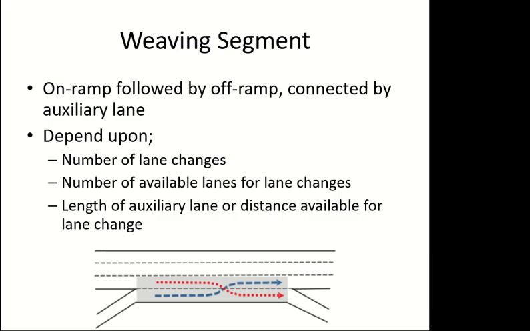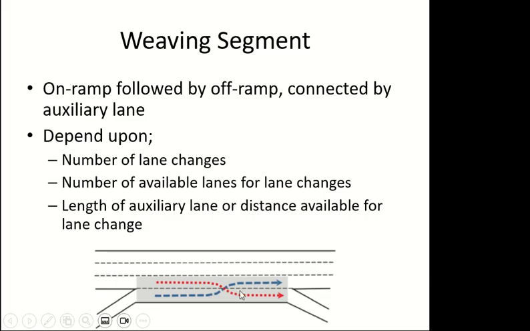The number of lane changes is the main factor here, and then we also look at how many lanes are available to make the lane changes and how much is the length between the two ramps, and this length is called an auxiliary lane. Remember these two ramps are connected to each other. You can see there's a lane direct from the entry lane to the exit lane. This one is called an auxiliary lane, and we are talking about the distance for this auxiliary lane, or simply the distance between the two ramps.